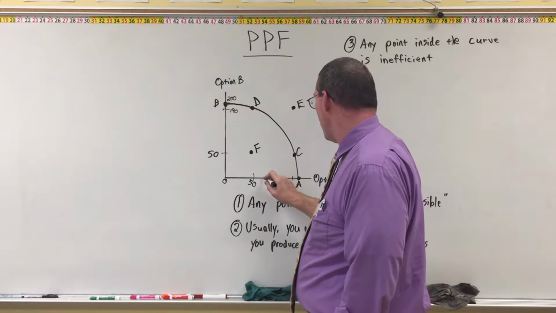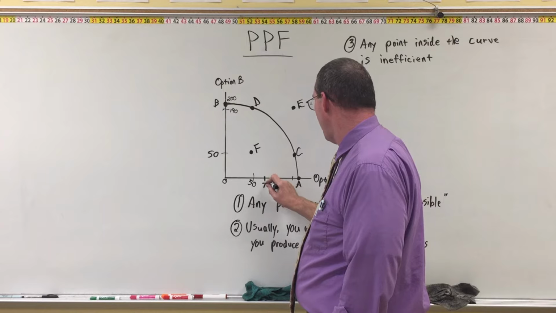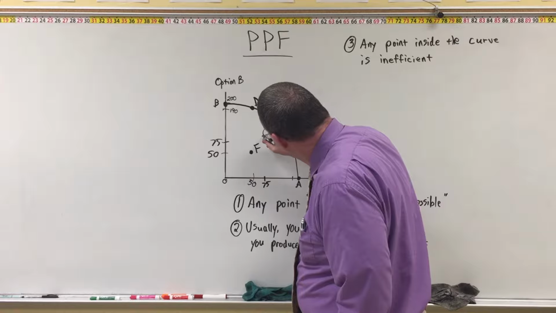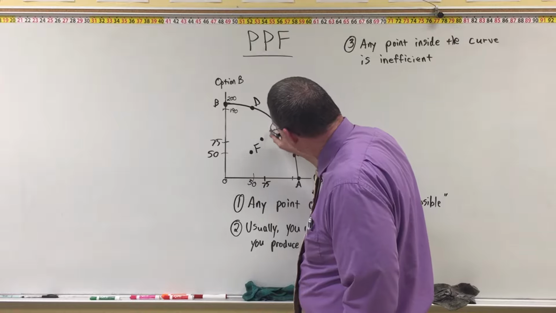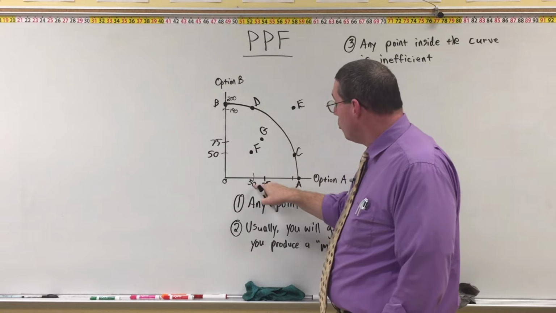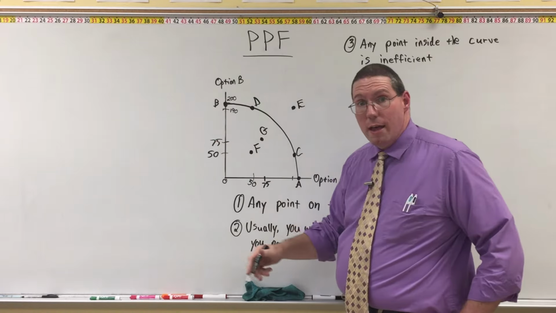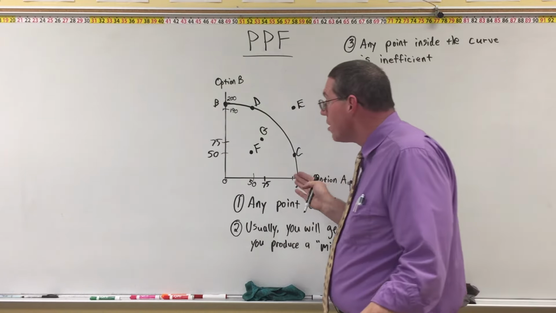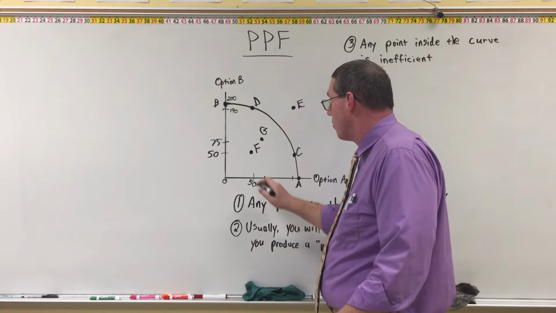What I mean is this, is you could be producing more because if you produce 50 and 50, well, let's say that this is 75 and 75, and you're still on the inside of the curve. Let's say that that's point G. You could produce more of both, and it's still possible.